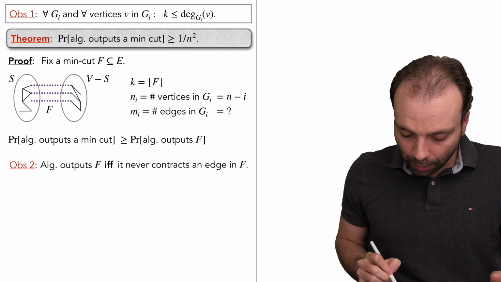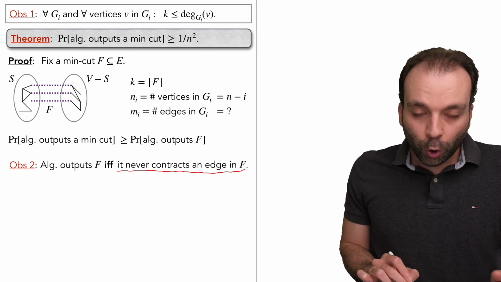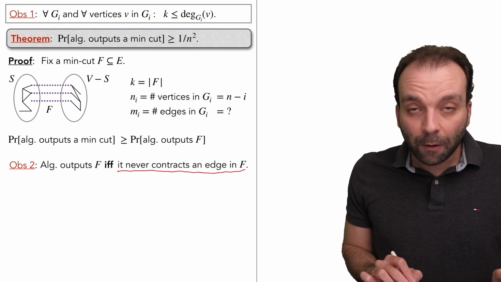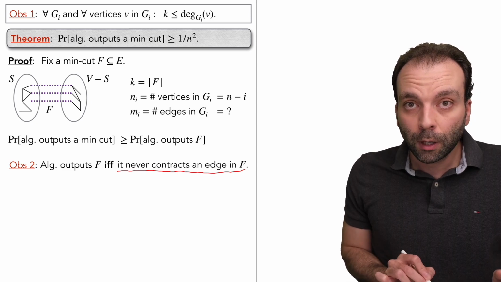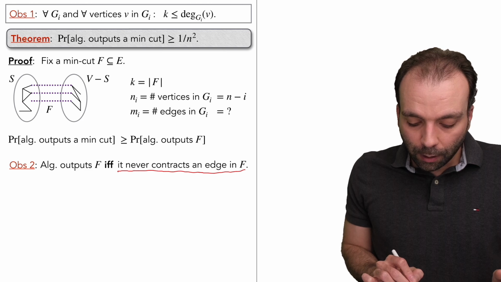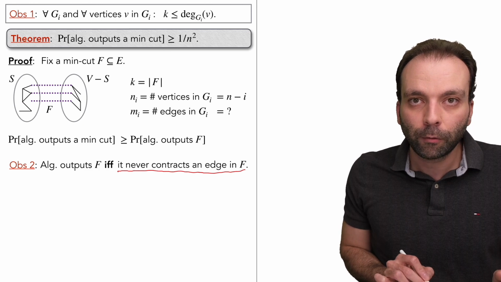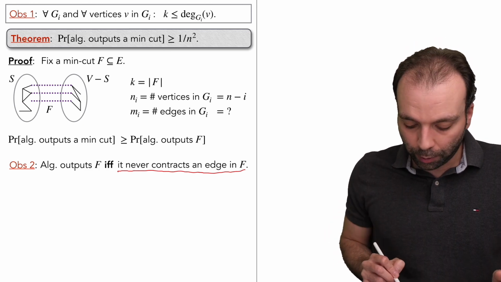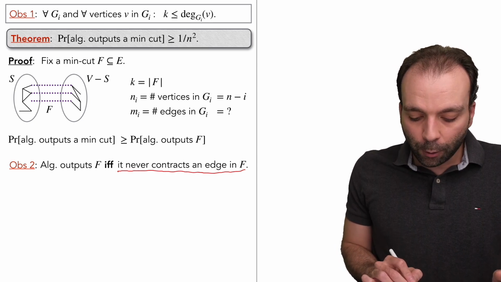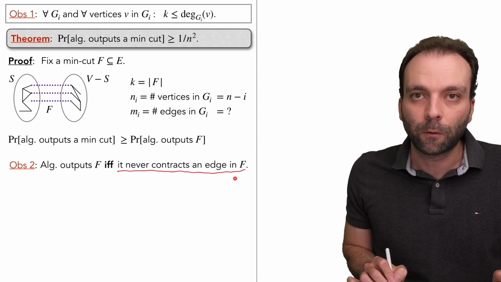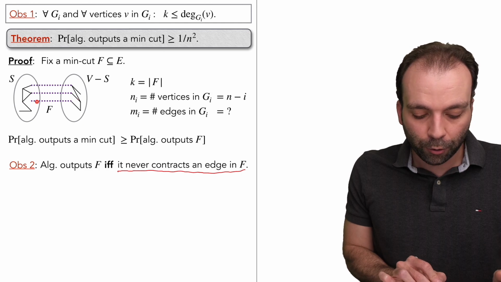So why is this the case? Let's look at it from this perspective. What I need to argue to you is that if the algorithm never contracts an edge in F, then it will output F. And second, if it does contract an edge in F, then it cannot output F. If I make those two arguments, then you'll see that this is correct. So let's start with the second one. Suppose that the algorithm actually does contract an edge in F.